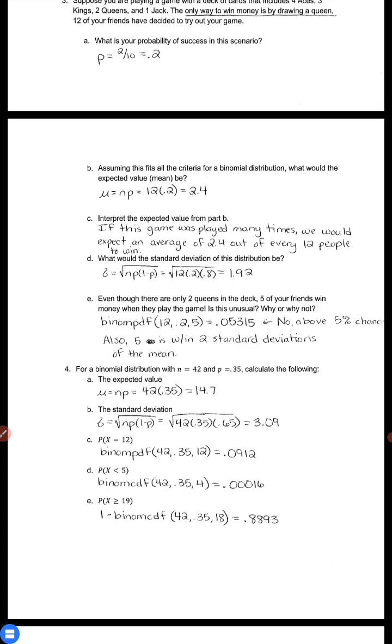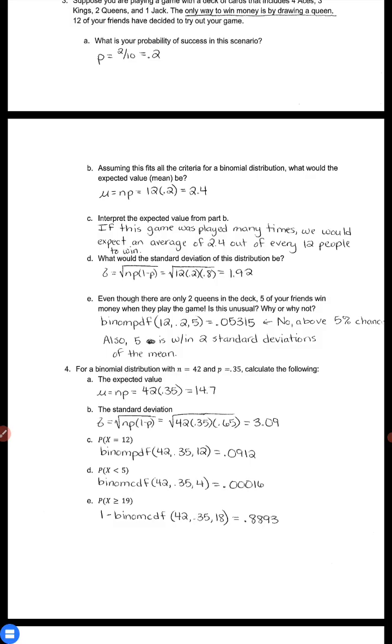We don't know exactly what that means because we're not given a context, but let's just say that 42 people were playing a game. I would expect on average 14.7 of them to win the game, right? We can also calculate our standard deviation using the formula the square root of n times p times 1 minus p, and there it is. Here is the part that I do want to show you. So the probability that x equals 12, you've seen this before. It's just binom PDF. However, D and E are worded a little bit differently.